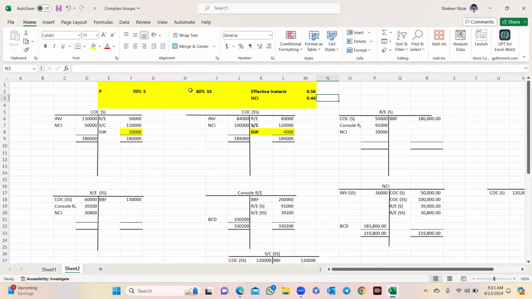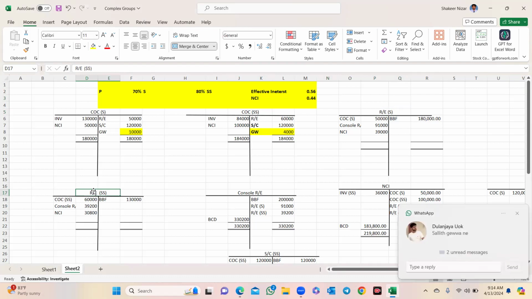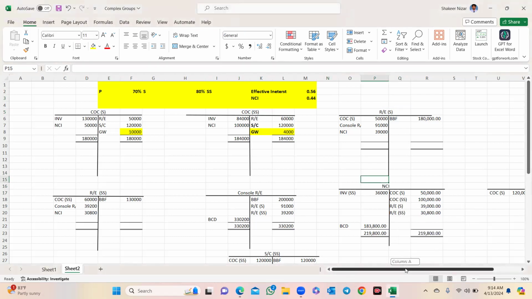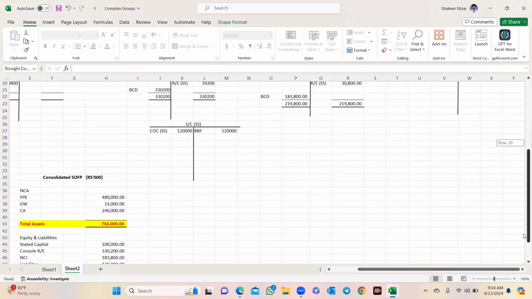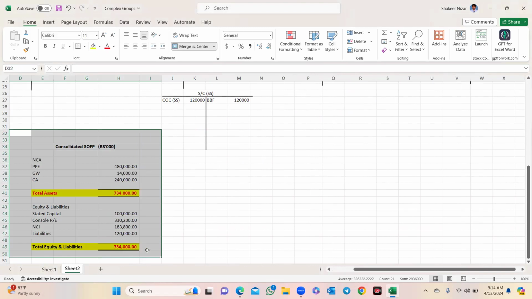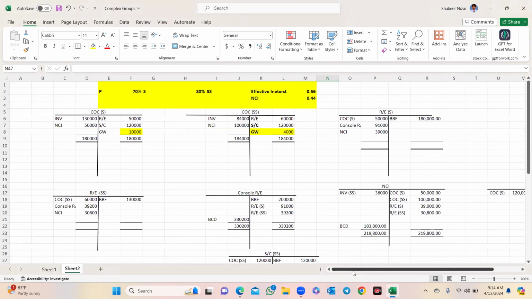With that note, we can prepare the group ledger: the cost of control account for S, the cost of control account for SS, retained earnings for subsidiary, retained earnings for sub-subsidiary, consolidated retained earnings, NCI, and the stated capital of S and stated capital of SS. After that, we can prepare the consolidated statement of financial position, right? So let's move to the question discussion.